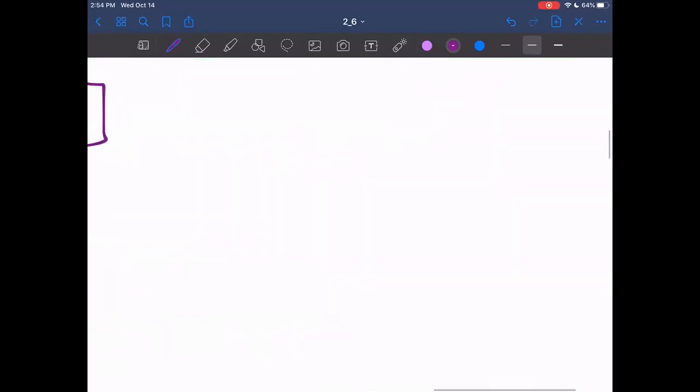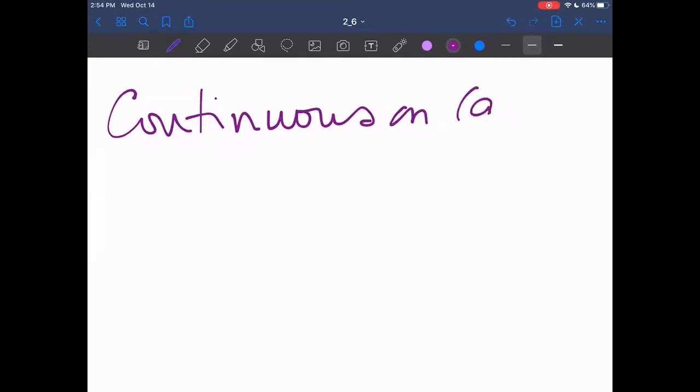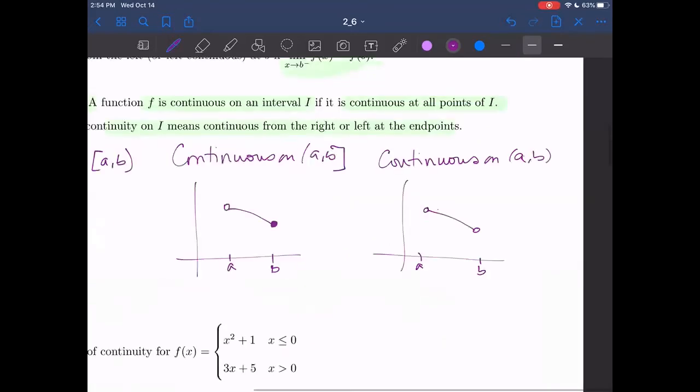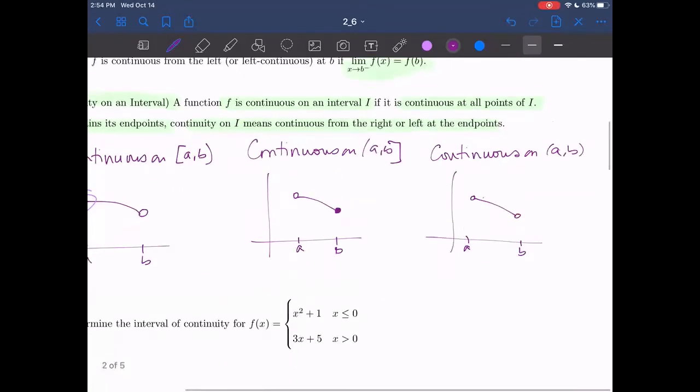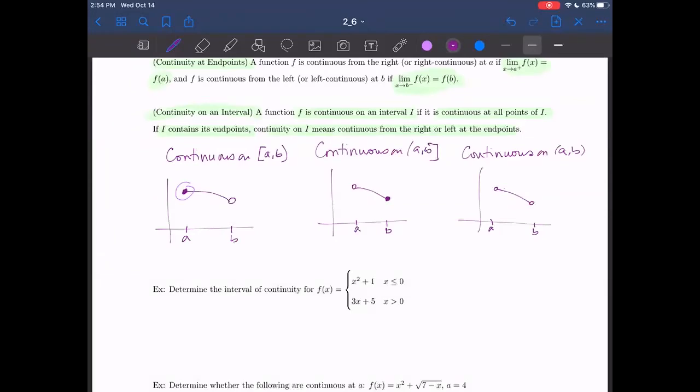And then lastly, we can have continuous on A to B, where neither of the endpoints are included. You can also have where both endpoints are included, but that's kind of a general case, so we don't point that one out as much. Okay. All right, so looking at some examples.